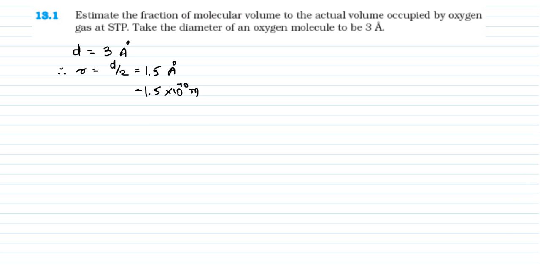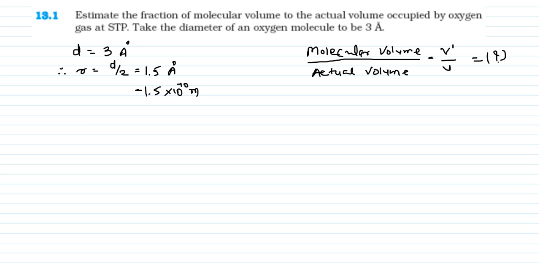Here what do you want to find? You want to find out the molecular volume to actual volume. You can say that the molecular volume is V dash, and the actual volume is V. You want to find out this ratio.